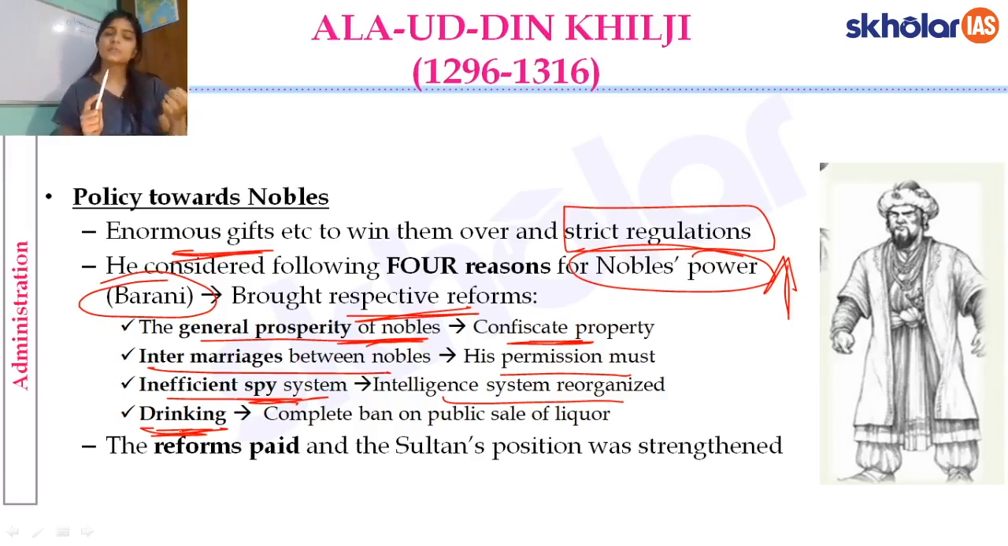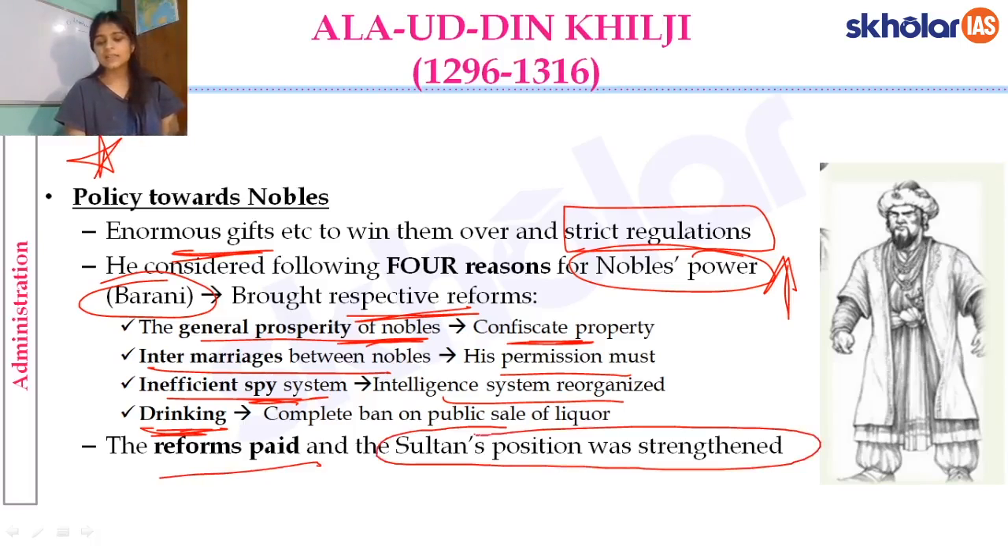Accordingly, the reforms: for prosperity, confiscate their property. For prosperity of the nobles, take away their property. For intermarriages, no marriage without the Sultan's permission. For the spy system, reorganize the whole system, reforms to the spy system. And for drinking, a complete ban on the public sale of liquor. Right? So this is an important topic. What were the reforms or the changes that he brought about in the administration, especially his policy towards the nobles, right? And as expected, the reforms did pay, and his position was indeed strengthened.